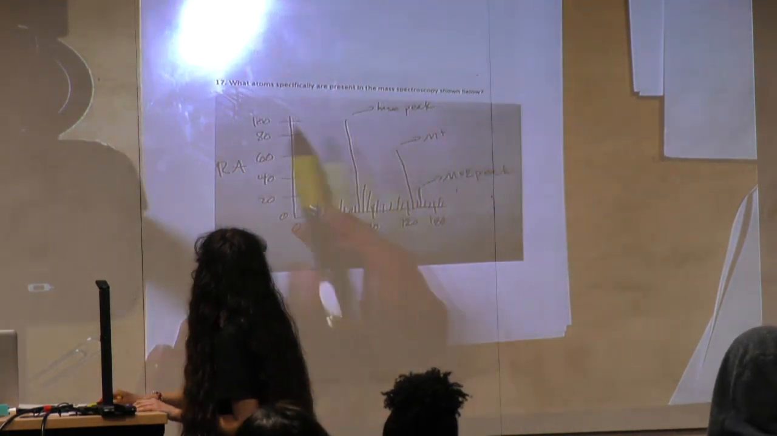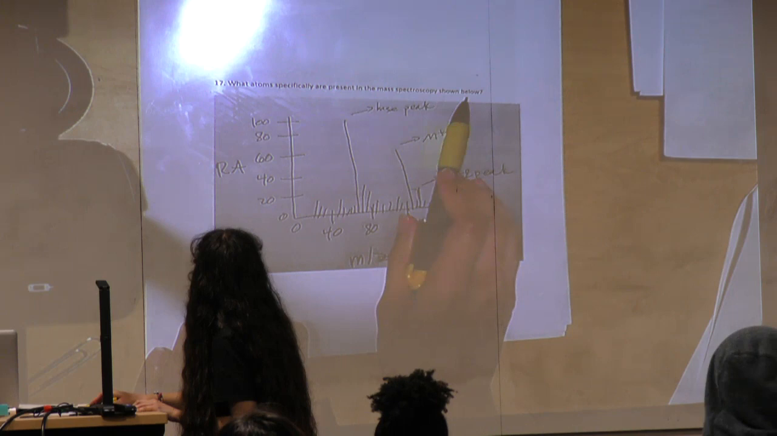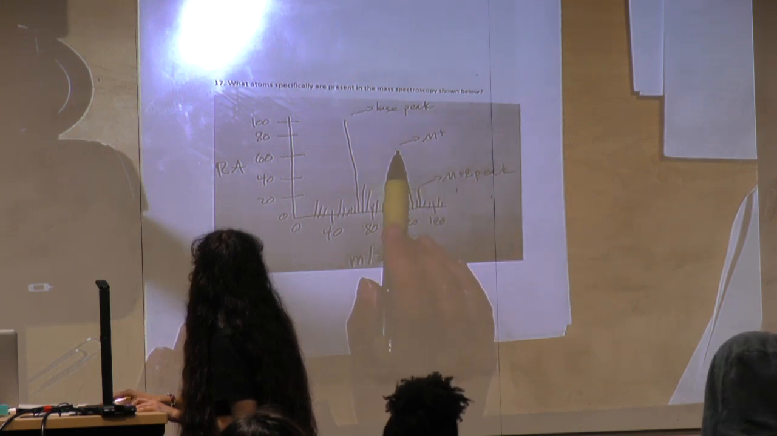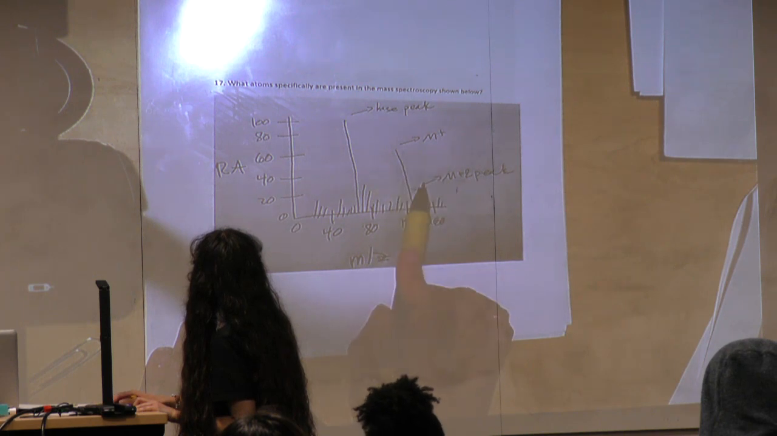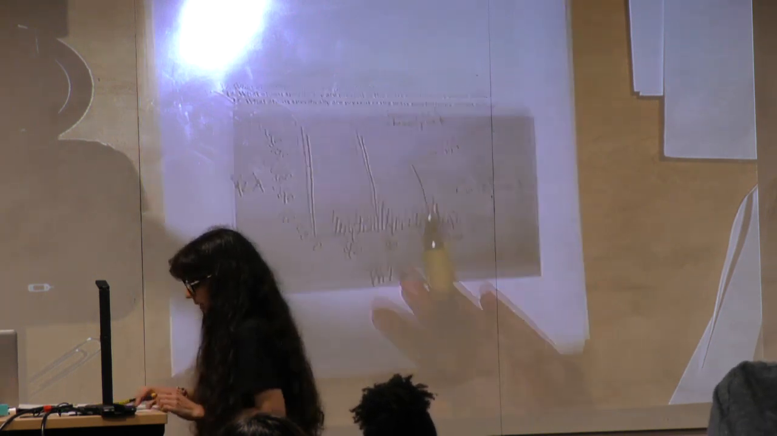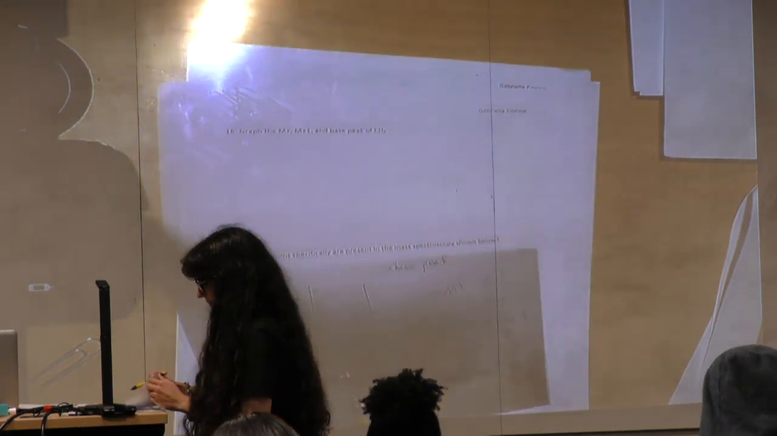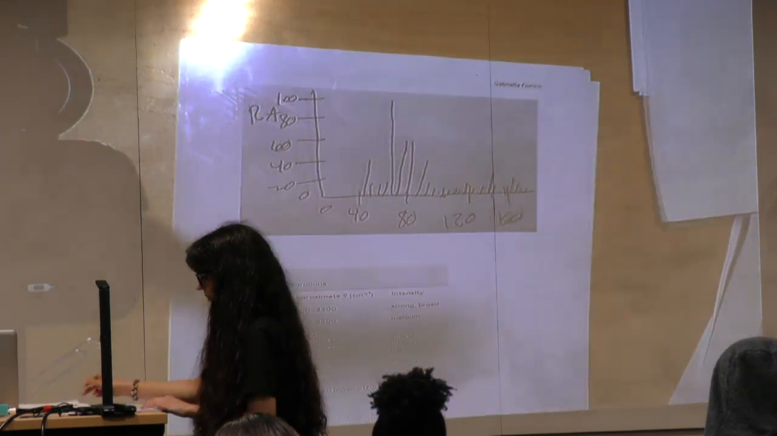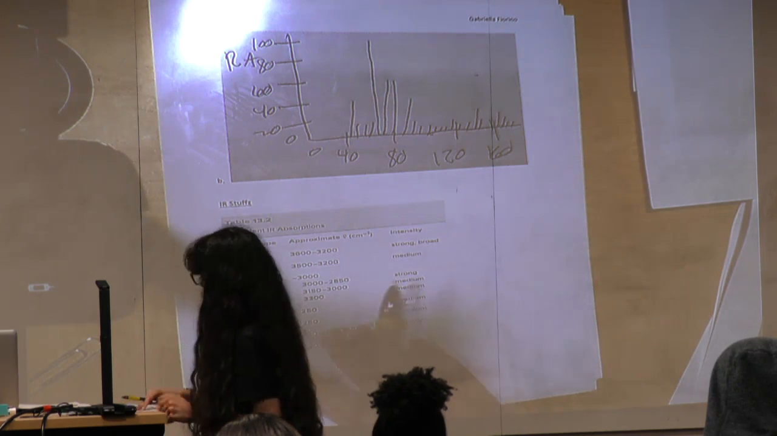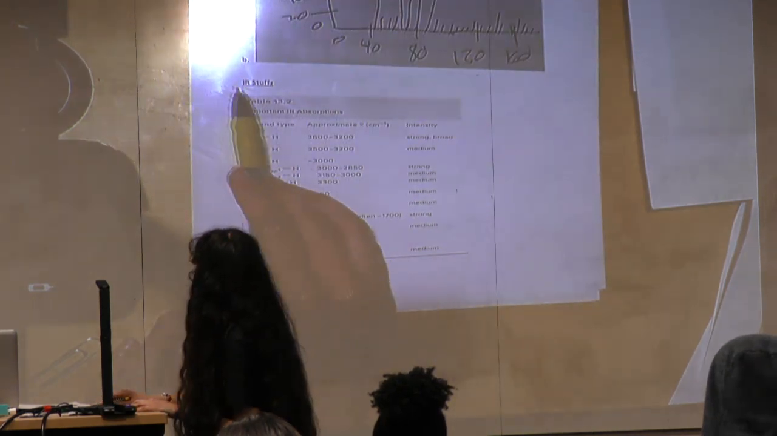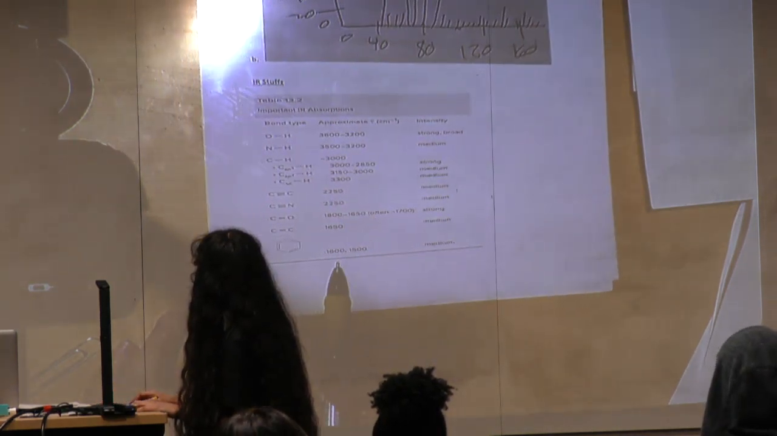In this situation, what atoms specifically are present in mass spec? This M plus peak is at 60. This M plus 2 peak is at 20. It's in a 3-to-1 ratio, so that's what? Chlorine, perfect. 1-to-1 ratio, what is it? Yeah, perfect.